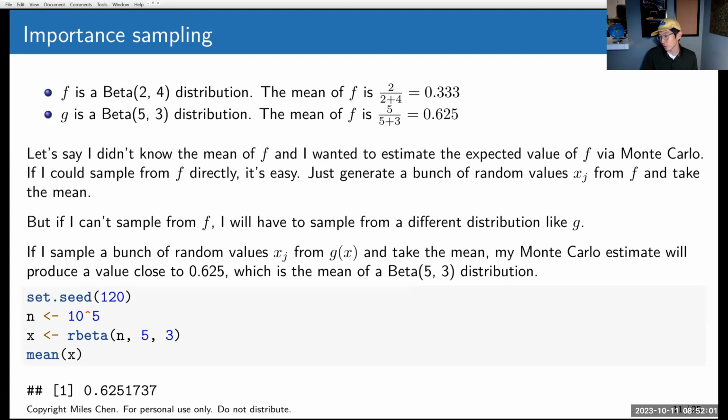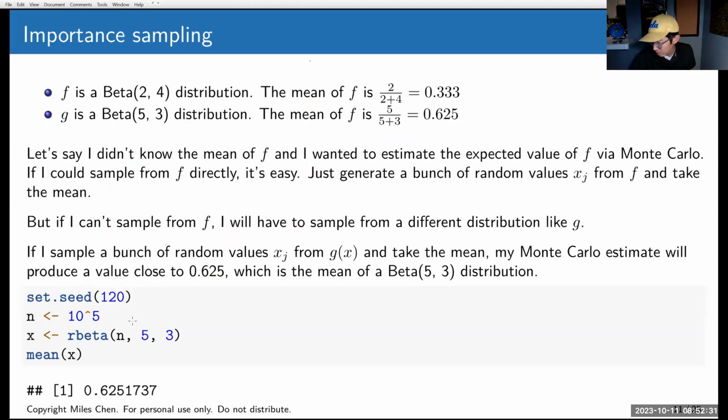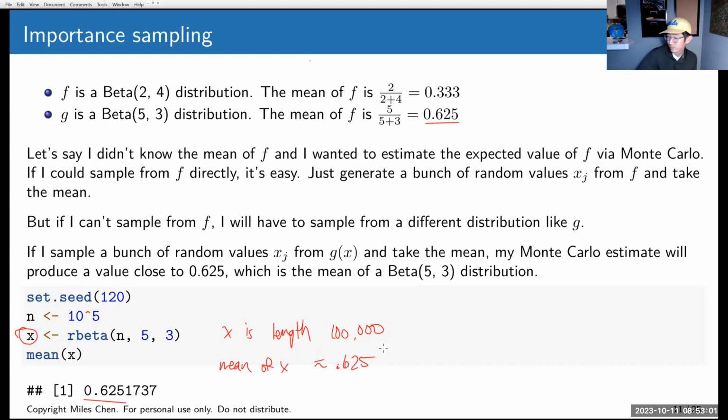So we're going to say, well, what I am able to do is generate values from G. And we do. I'm going to generate, using rbeta, 100,000 values with shape parameters 5, 3. And if I say, hey, what is the mean of all of these values? So remember, all of these values are coming from the red distribution, and I get 100,000 of them. The mean here is 0.625, and that makes sense because the mean of the beta distribution is 0.625, right? So this is the sample. X is length 100,000, and the mean of X is very approximately 0.625, and that's what we have right now.